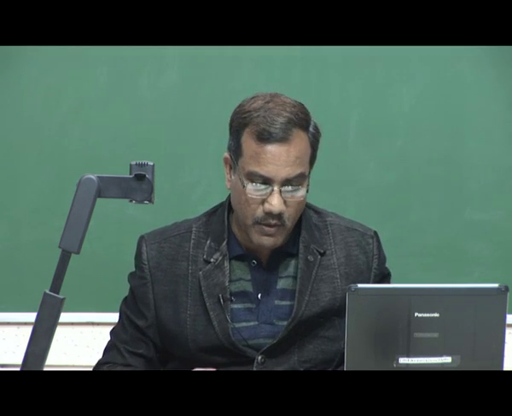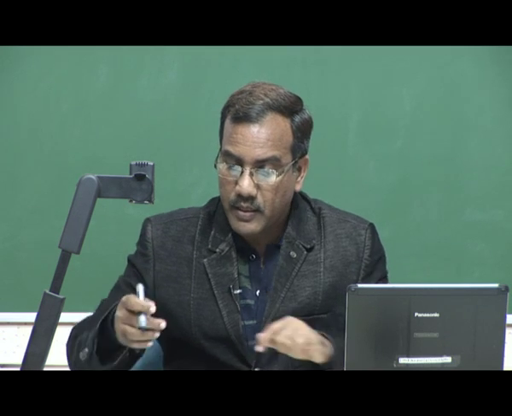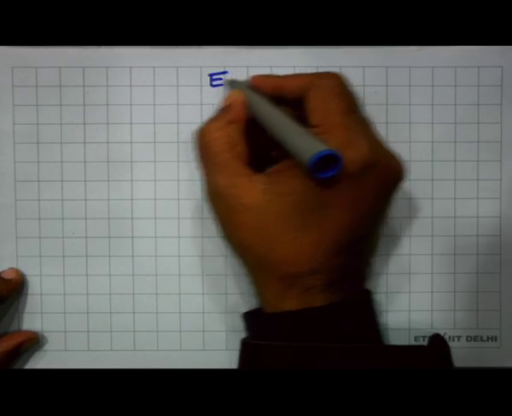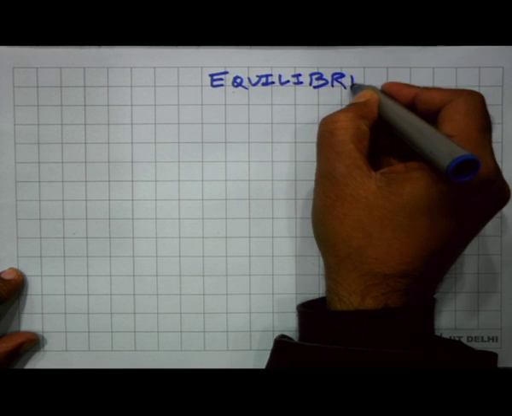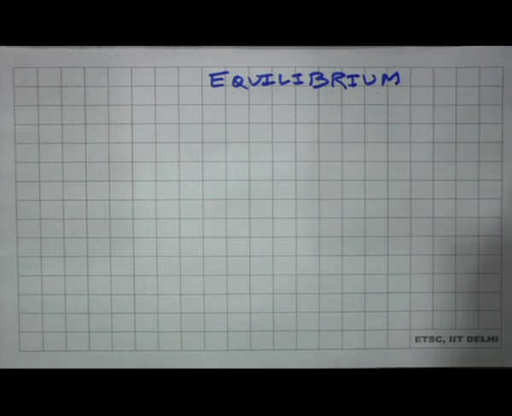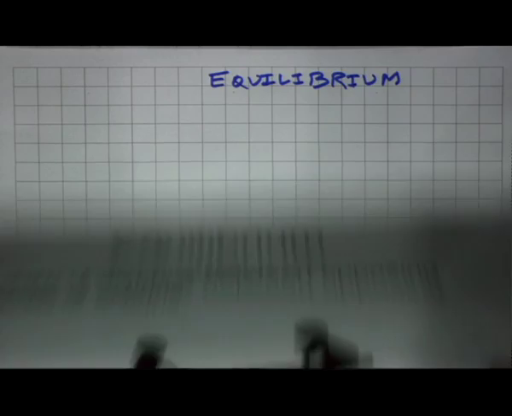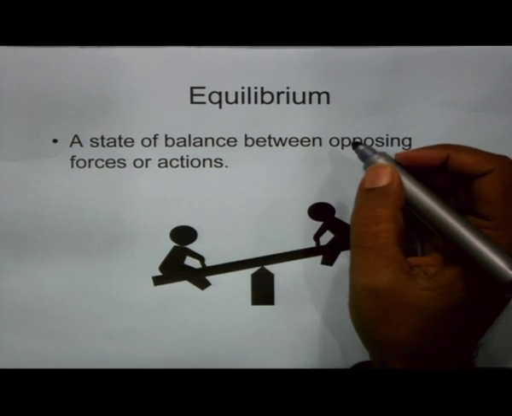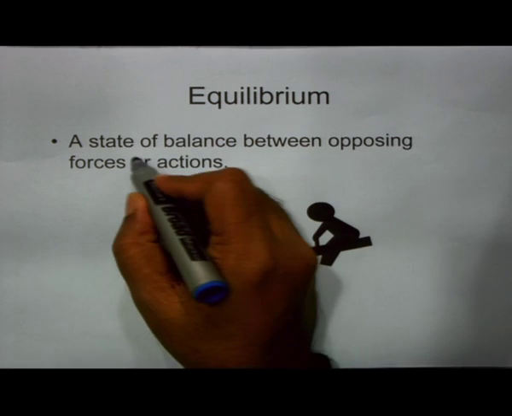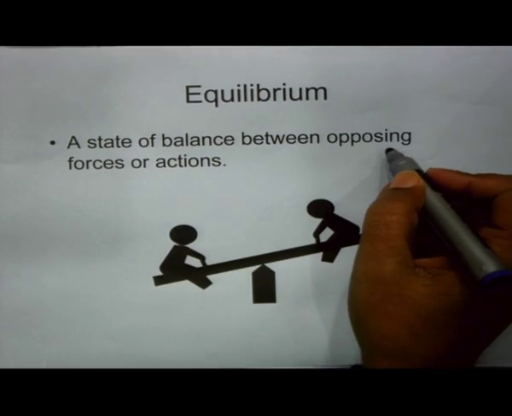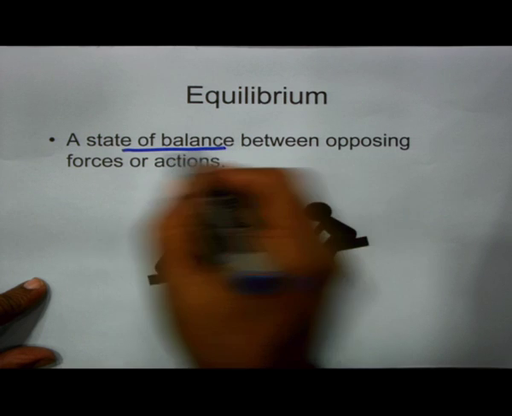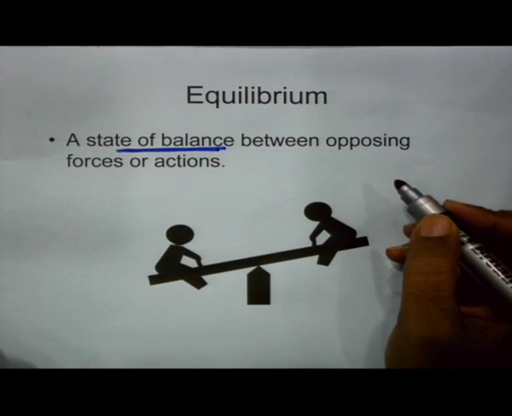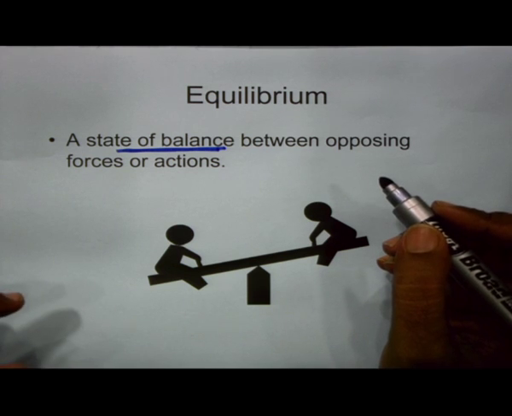So, let us first discuss what do we mean by equilibrium? For that I will use this picture. Equilibrium is basically a state of balance between opposite forces or actions. A state of balance, you must remember this, and there are two opposing forces.